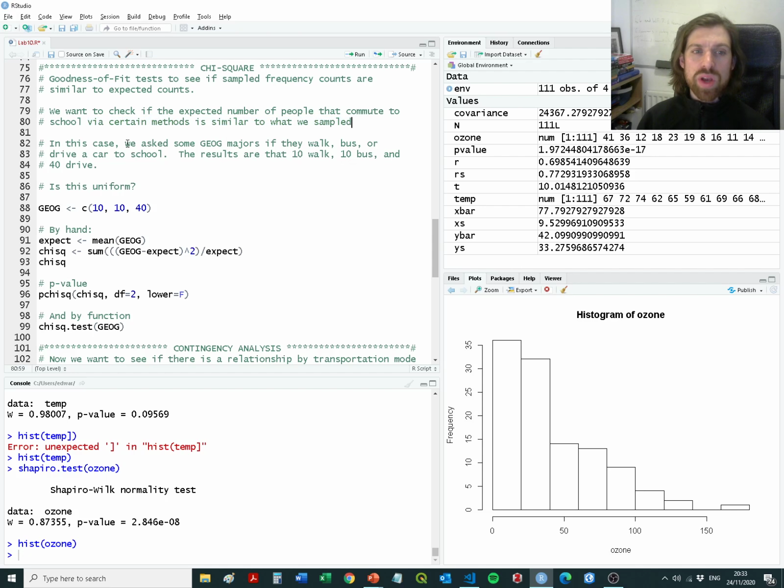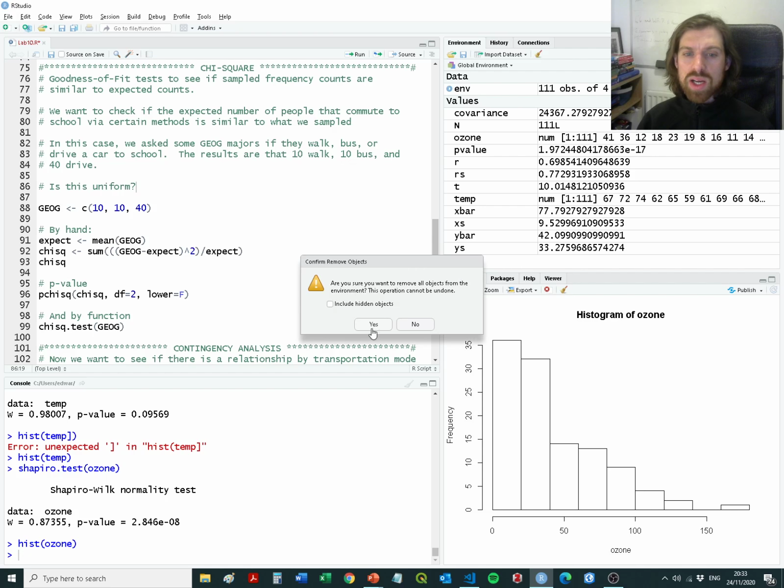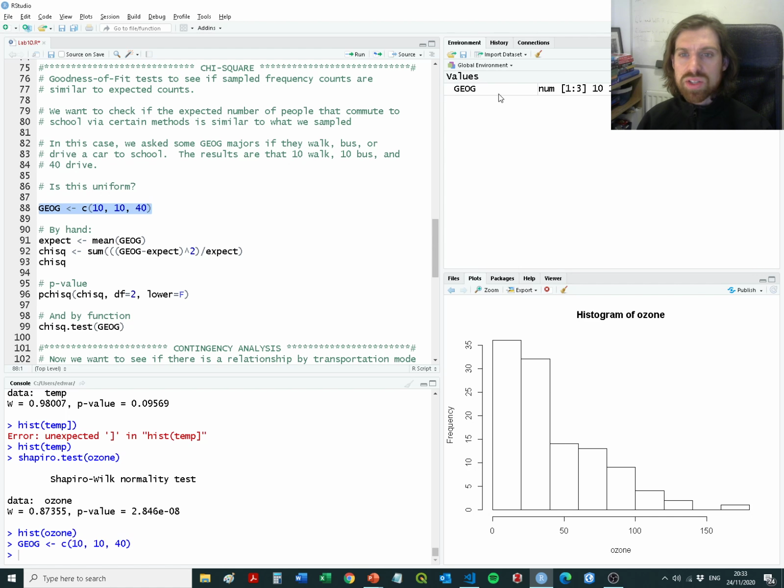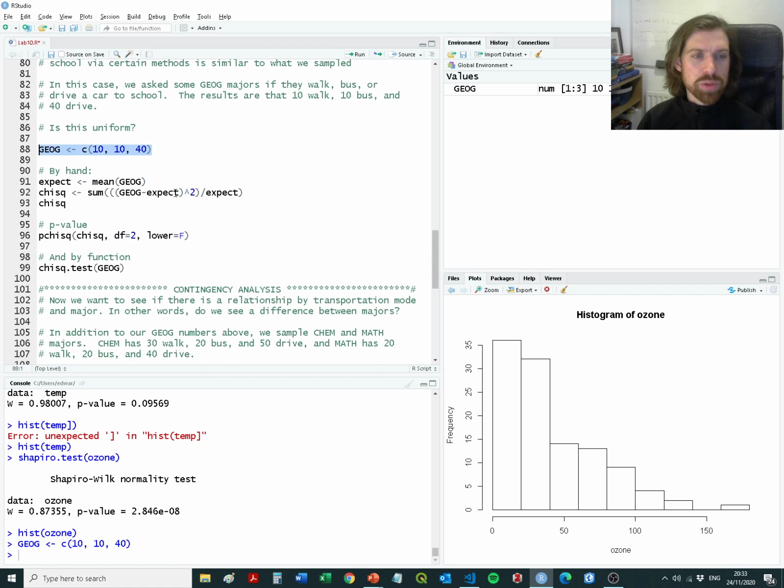So let's say that we asked a group of geography majors if they walk, bus or drive a car to school, and the results are that 10 walk, 10 take the bus and 40 drive. Okay, so the question therefore is, are these results uniform? I'm just going to clear the environment here so we've got that fresh, and we're going to load that data into a vector called geog, and make sure we've got those data points available.